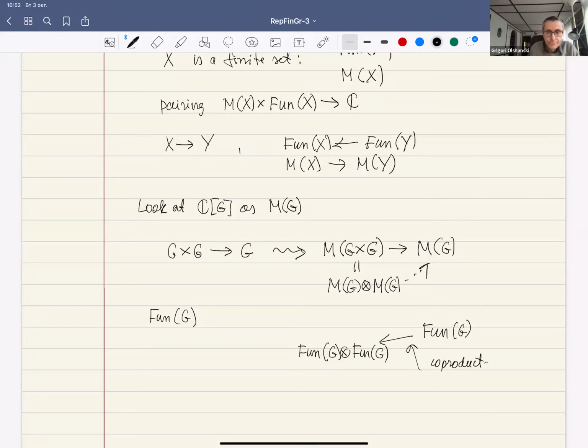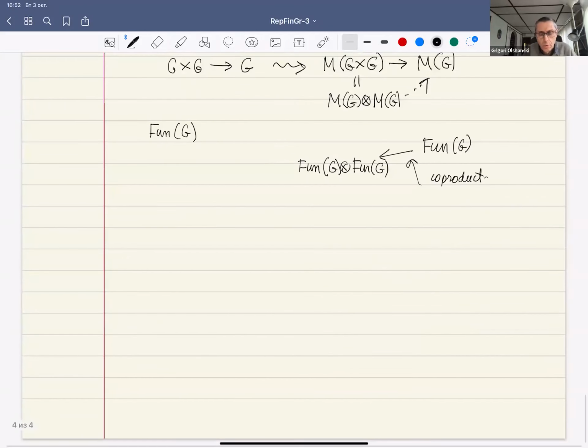So this is important. I will explain this maybe later in the end, but you should know this fact: the functions are mapped in one direction, and measures, which are dual to functions, are mapped in a different direction.